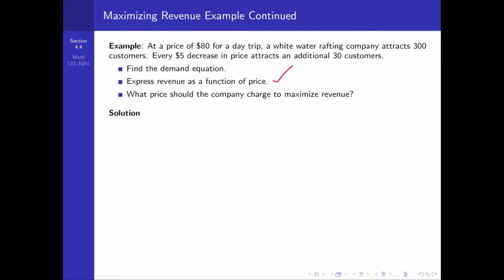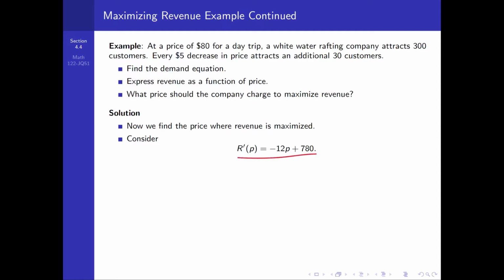And now finally, what price should the company charge to maximize revenue? So we're going to take that revenue function that we found and we're going to find the global maximum. To find the global maximum, we start by finding the first derivative of the revenue function. And we get negative 12 times P plus 780. Now we take the first derivative and set it equal to 0 to find our critical points. And this gives us P equals 65.